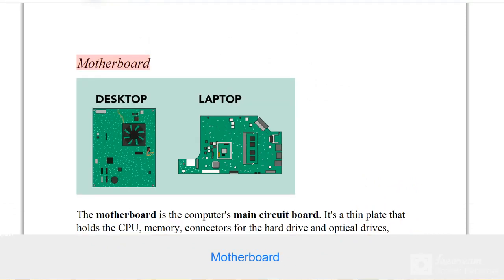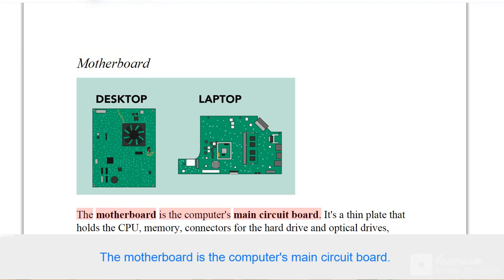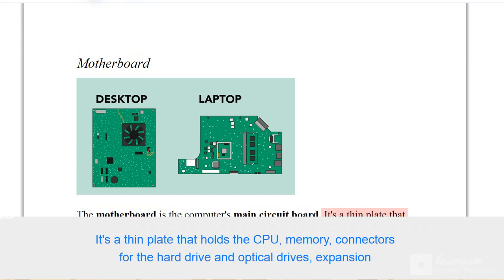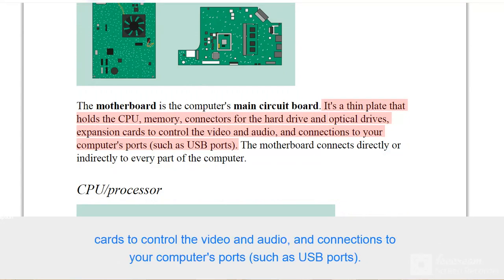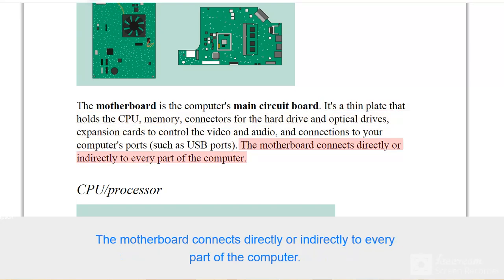Motherboard. The motherboard is the computer's main circuit board. It's a thin plate that holds the CPU, memory, connectors for the hard drive and optical drives, expansion cards to control the video and audio, and connections to your computer's ports, such as USB ports. The motherboard connects directly or indirectly to every part of the computer.